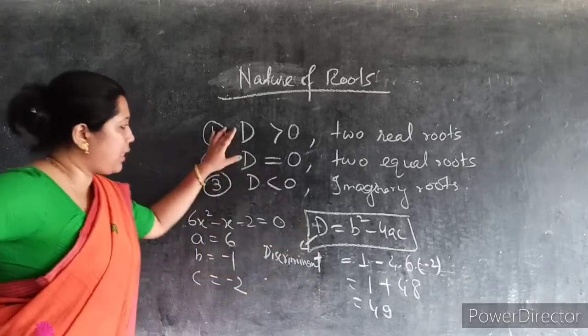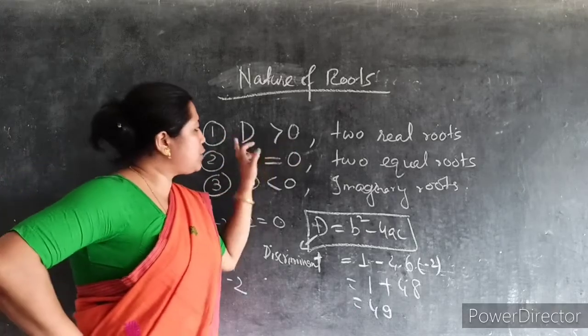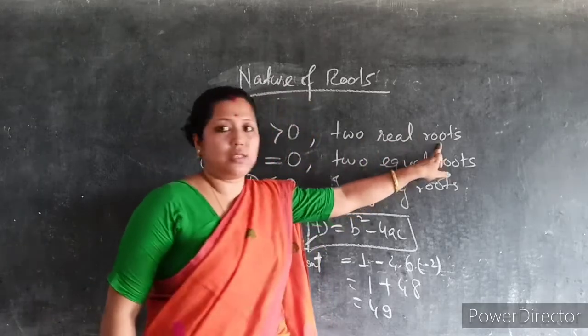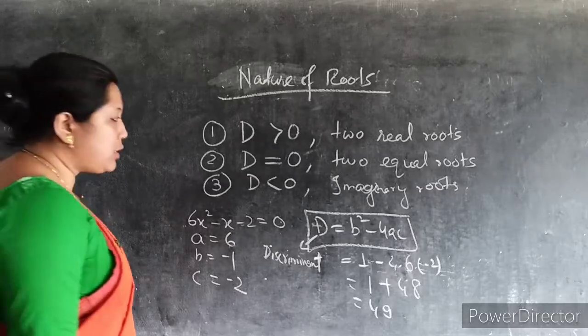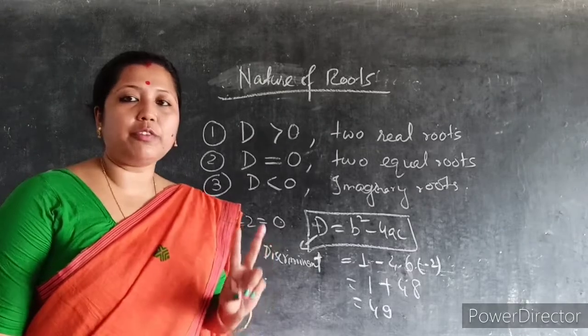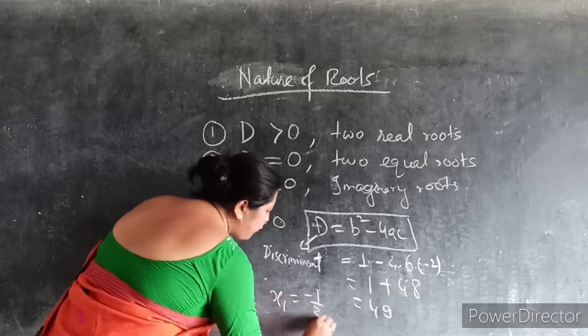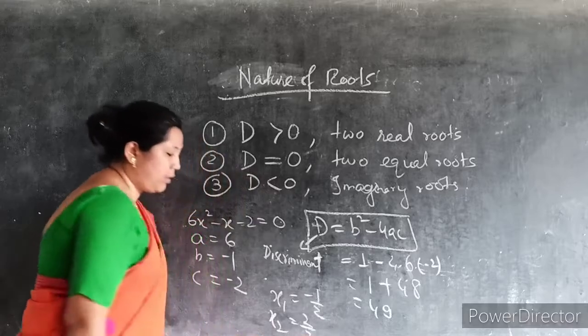So now you compare. 49 will be under which condition? Yes, it will be under D greater than 0. So for D greater than 0, what is the nature? We are getting two real roots, isn't it? Two real roots means you will get two roots of different values. That's why we got one value as minus 1 by 2 and another value as 2 by 3.